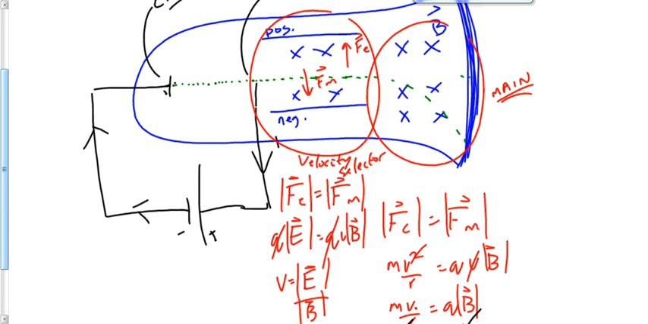Let's get that value. We know what E is. We know what B is. Let's get the value of V. Let's get the value of the speed. And then let's plug it into here.